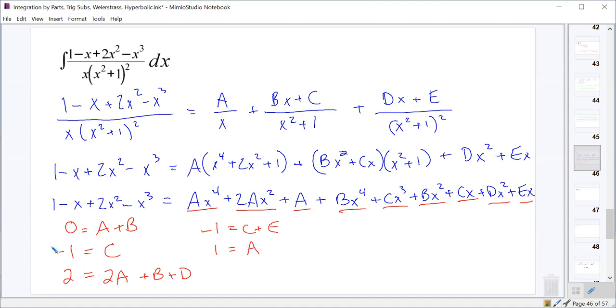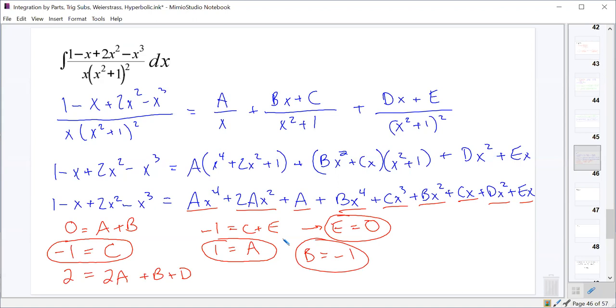Everybody good with that so far? So we've got 2 of them. If -1 equals c, then what do we end up with for e? E ought to equal 0. So we've got A, we got C, and we've got E. We should be able to find B pretty easily there. If A is 1, then B ought to equal -1. And we have 2A plus B plus D equals 2. So if we plug in A equals 1, that's 2 equals 2. So we got B plus D is 0. And if B is -1, then that makes D equal to 1.